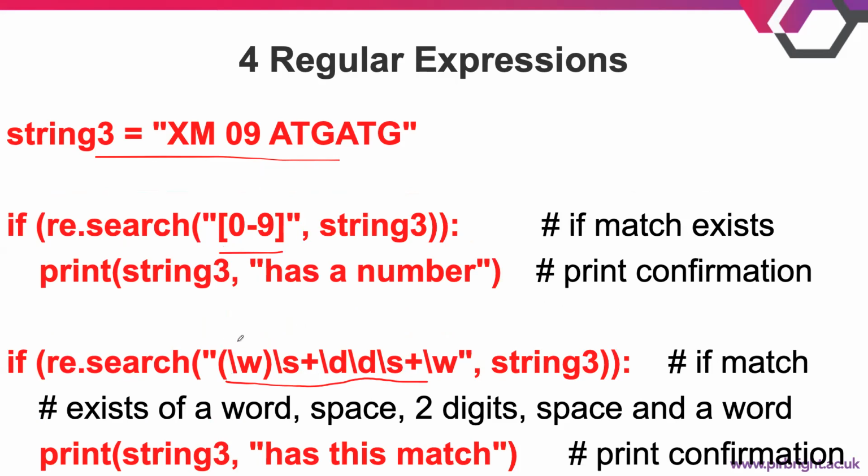We've got a word, at least one space, a digit, a space, and then a word, which corresponds to what we have above. We can see that if we have re.search like this, it will check whether the string matches, and that will print True if it has this exact match. So that's re.search as well as re.match and re.sub.